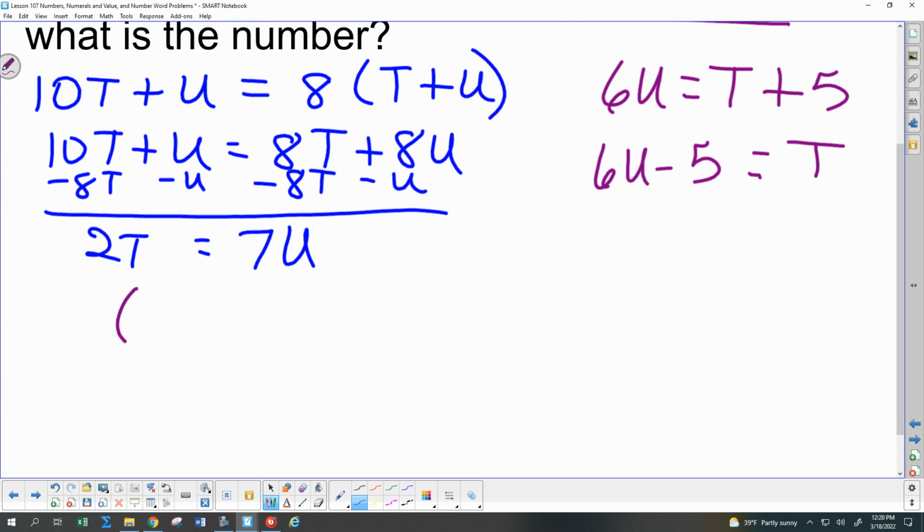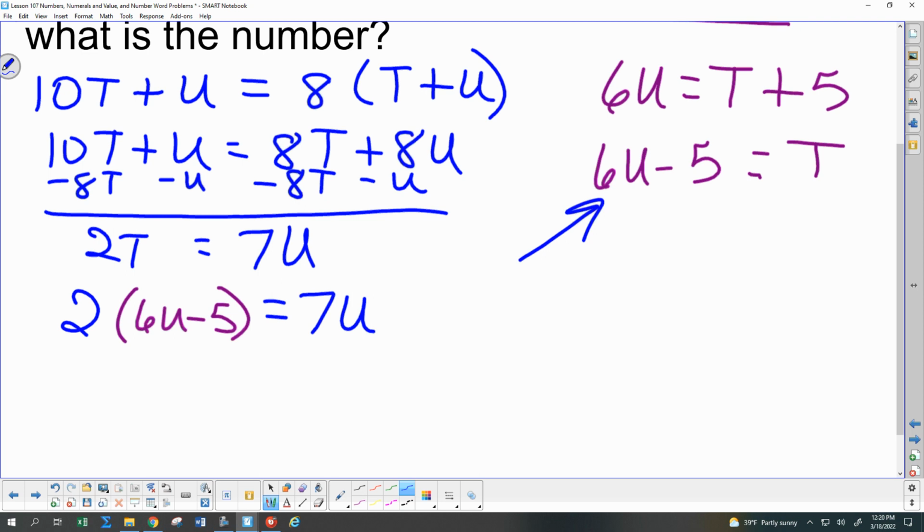So if I let the t be 6u minus 5, and we have that times 2, and that's 7u, I'm going to pause the recording. I want you to solve that for u. And then once you have that, I want you to plug it in over here. What's t? And then write down the t one on the left, the u one on the right to give yourselves a 2-digit number.